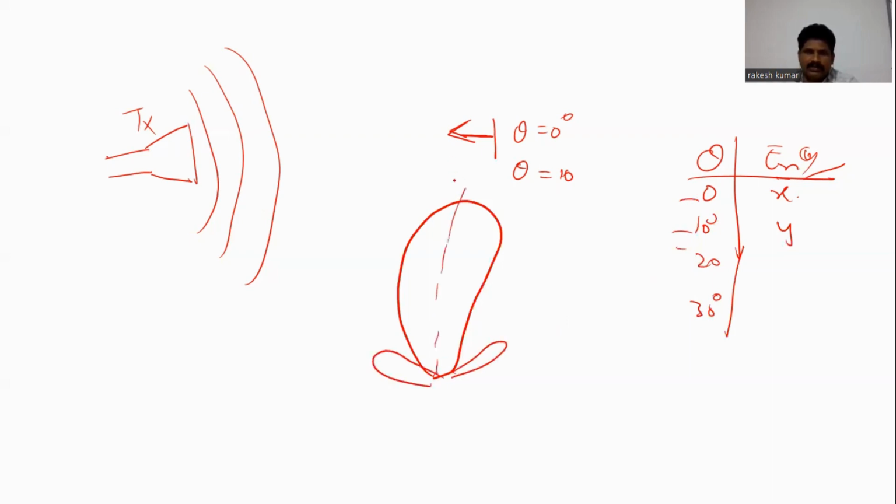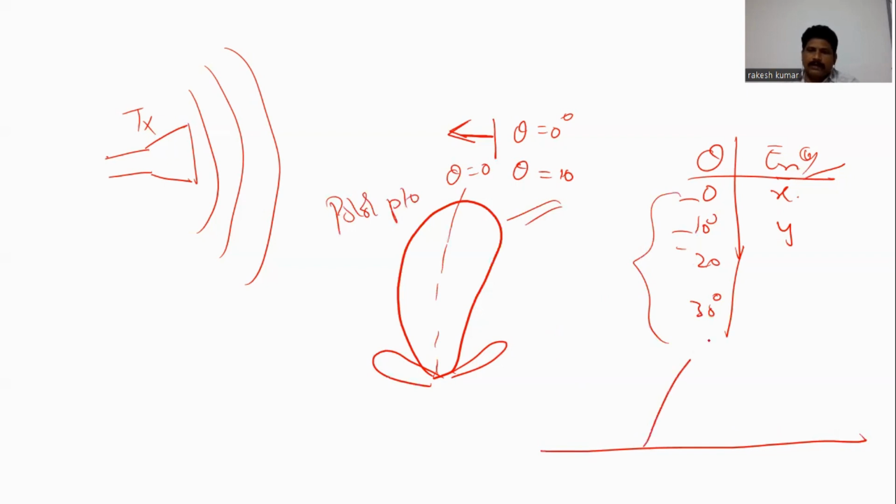Let us consider this is theta equal to 0. Based on these values, I will draw my radiation pattern either in a polar plot, or I can draw it in a linear plot also. This is how the radiation pattern is measured. This is the very, very important setup.